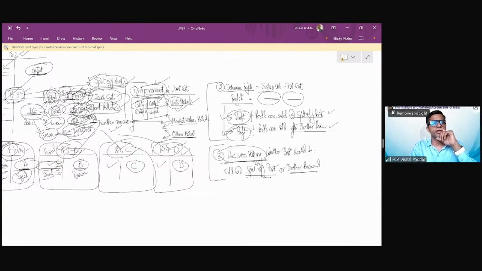But a split off is a name given. Split off is that process where you start getting your final products separated.